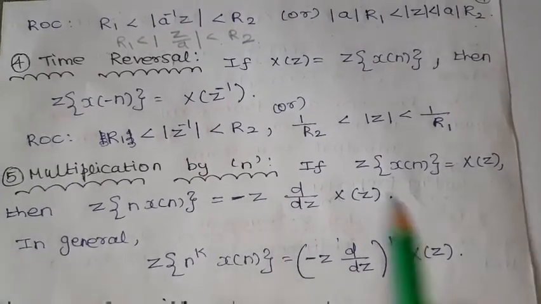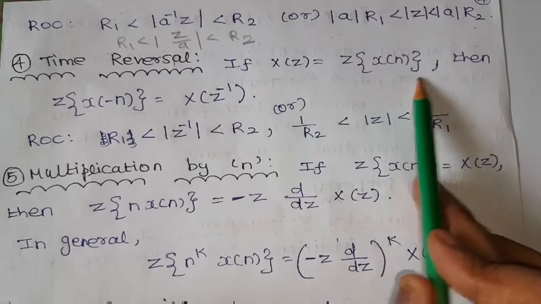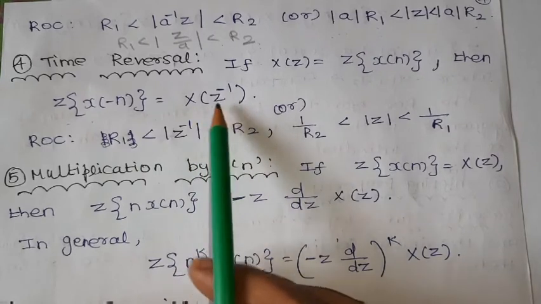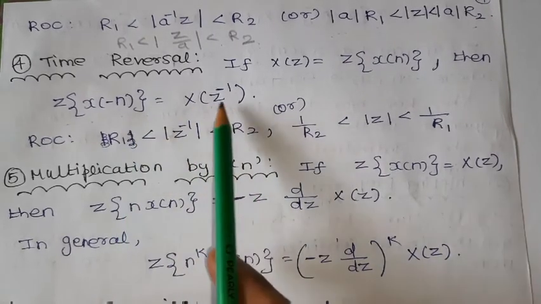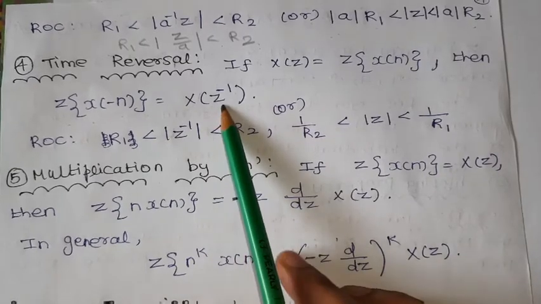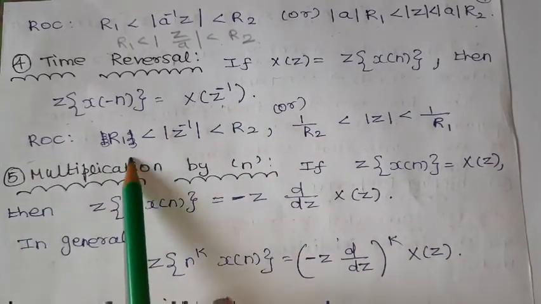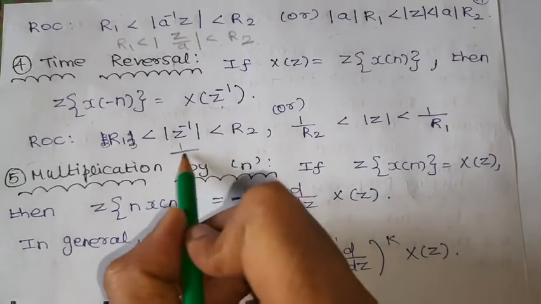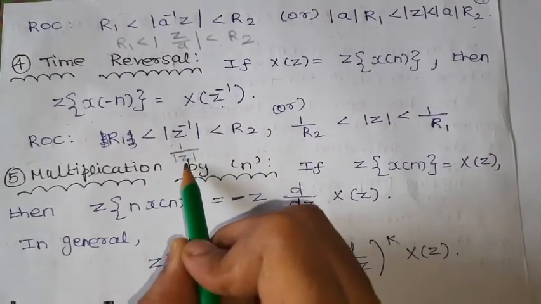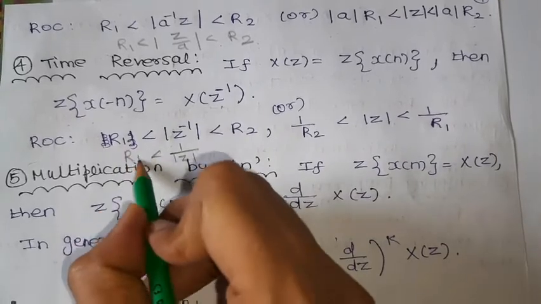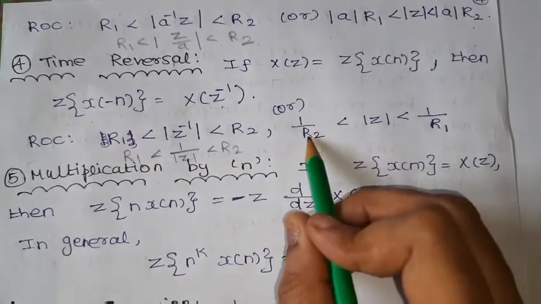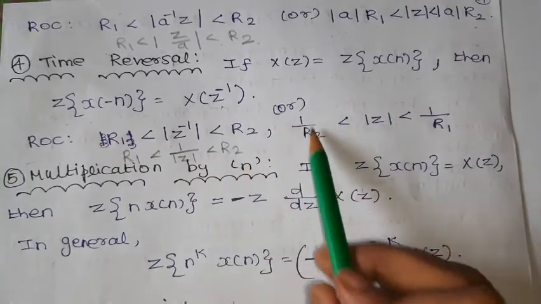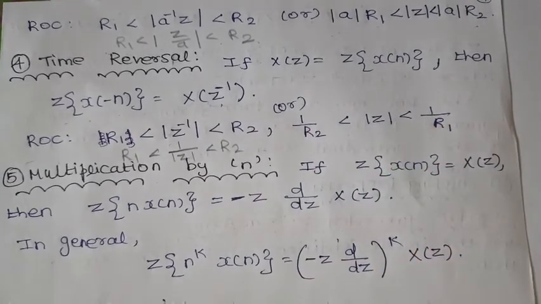Next, coming to time reversal. What is time reversal? If X of z is the z transform of x of n, then the z transform of x of minus n is equal to X of z inverse. When we take the z transform X of z inverse, how will the ROC be? R1 less than mod z inverse less than R2. Mod z inverse can be written as 1 by mod z. So R1 less than 1 by mod z less than R2, simplifying, we get 1 by R2 less than mod z less than 1 by R1.